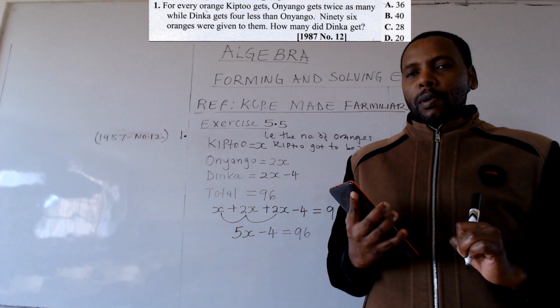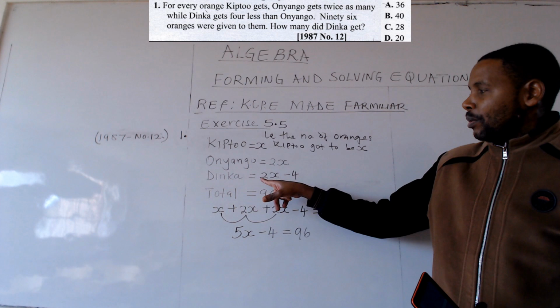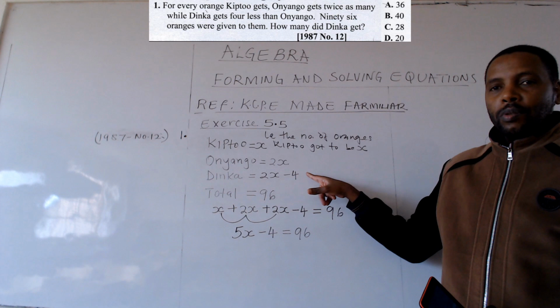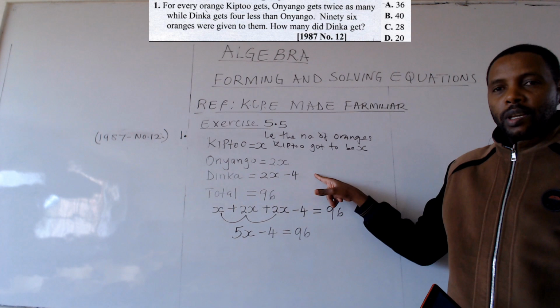Remember, once you get the value of x, we want the number of oranges which Dinka got. So after you get the value of x, you come to that value of x you have got, you multiply it by 2 and you less 4 to get the value of Dinka. So you continue here, get the value of x, then come with that value of x, multiply by 2, subtract or less 4 to get what Dinka got.